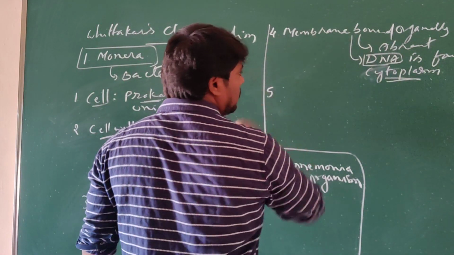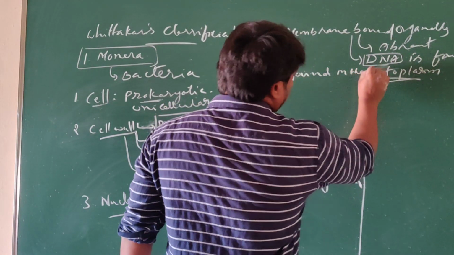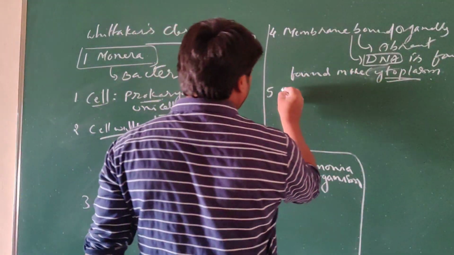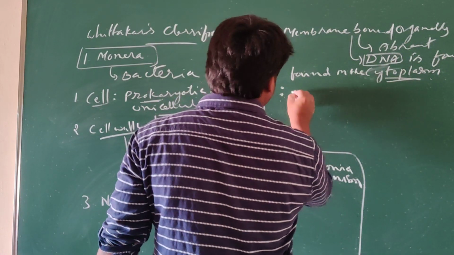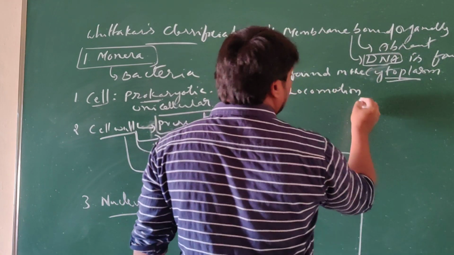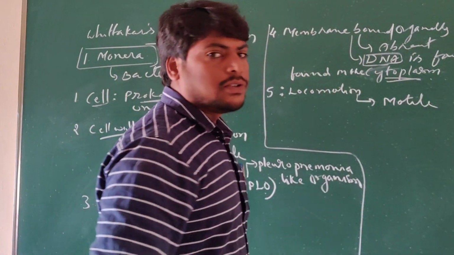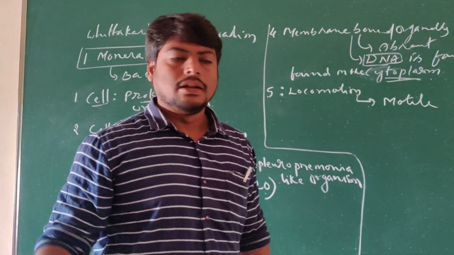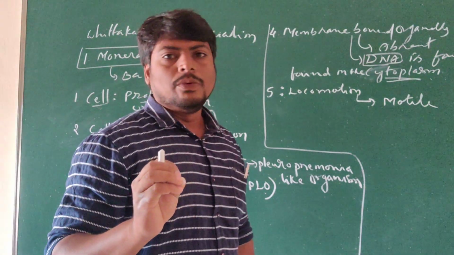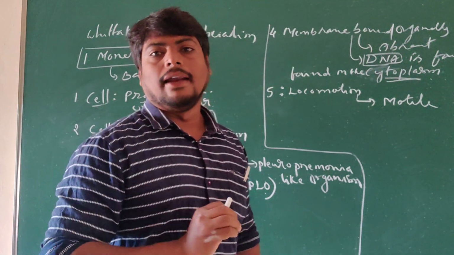And next, the next characteristic feature. Let us see locomotion. Can they move or not? If they show movement, they are called motile. Locomotion means changing the position, that is, movement from one point to another point. If they show locomotion, they are called motile organisms.